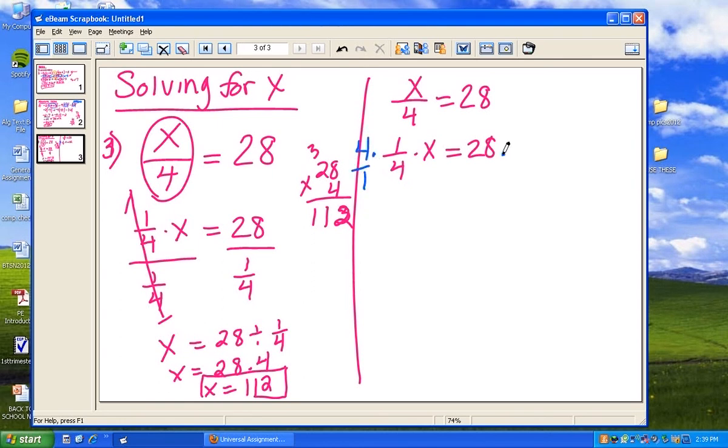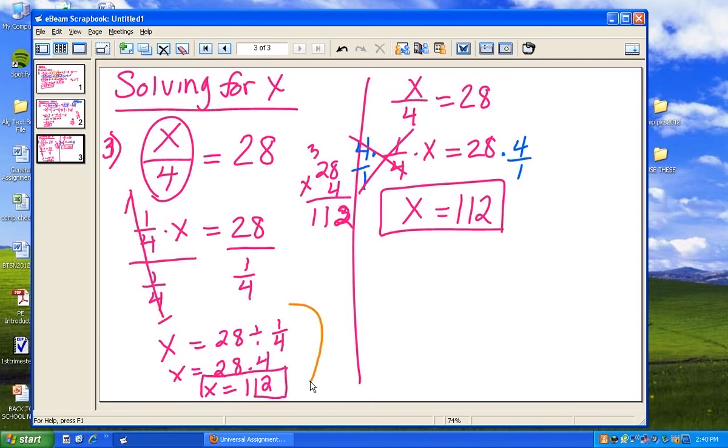And if you do it to one side, you do it to the other side. And now you can see that this becomes 4 over 4. And 4 over 4 is 1. So this guy's crossed out. You're left with an x. And if you multiply by the reciprocal on one side, you do it to the other. So 28 times 4, which we already did the math over here, so is 112. And this is my final answer. Okay, and it saves you all of these crazy steps down here, okay, by multiplying by the reciprocal.